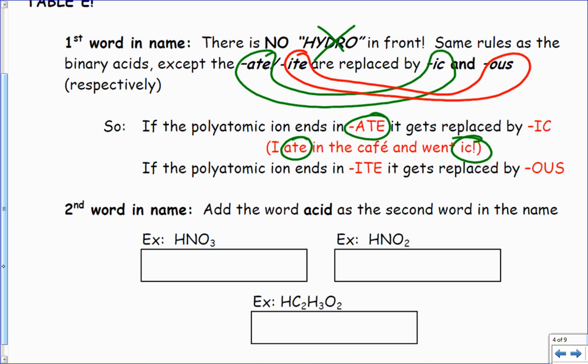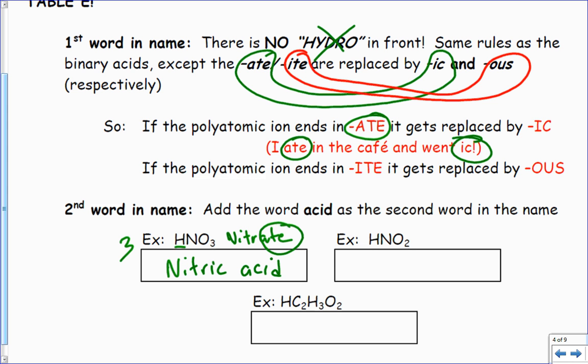So I look at this, HNO3. I have more than 2 things. I have 3 things. So that's where I lose the hydro. I look at NO3. I have nitrate from table E. I'm going to take off the ate, and now it just becomes nitrous. Wait, nitric. Ate is ic. Ate is ic. Nitric. And then acid.